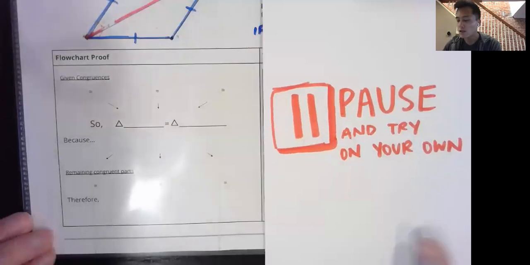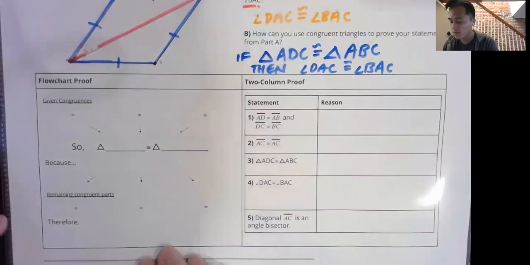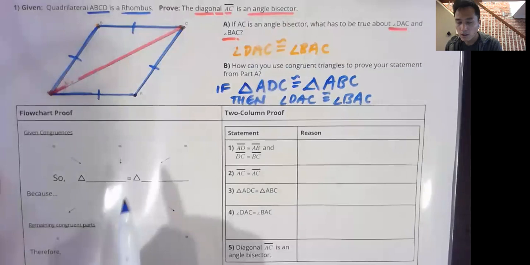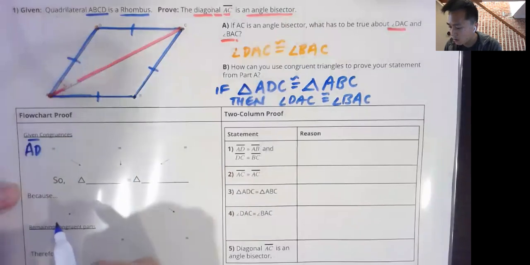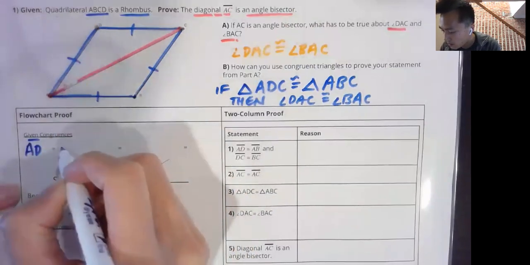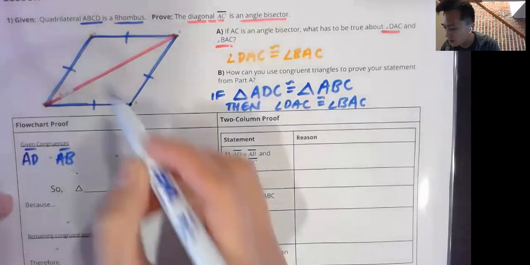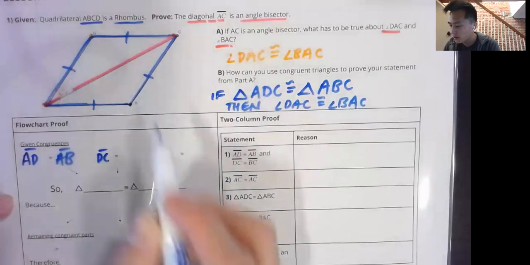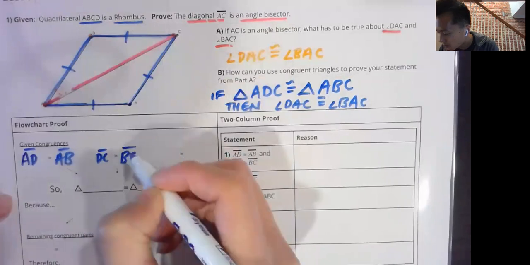At this point, you have paused, you've done as much of this flowchart proof as you can, and now we're checking back in to check your work. We're going to start by listing the given congruences that we have between these two triangles in our figure. Because it's a rhombus, we know that AD is going to be congruent to AB in the bottom triangle. I know that DC up here in the top triangle is going to be congruent to BC in the bottom triangle.